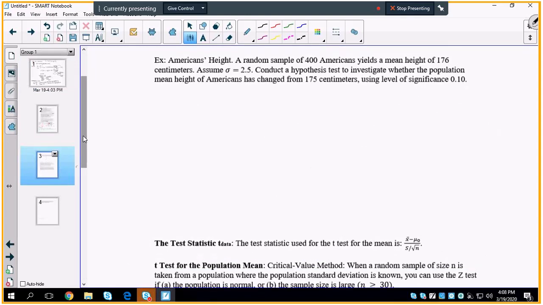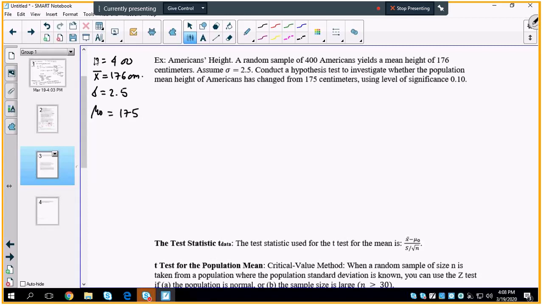Americans' height, a random sample of 400 Americans. So as soon as I read, I write down the information. N is 400. Yields a mean height of 176. So the sample yields the mean, meaning this is your X bar, 176 centimeters. Assume that sigma, so sigma is given, we are doing Z test, is 2.5. Conduct a hypothesis test to investigate whether the population mean height of Americans has changed from 175 centimeters. So the existing mean, mu naught, is 175 centimeters.